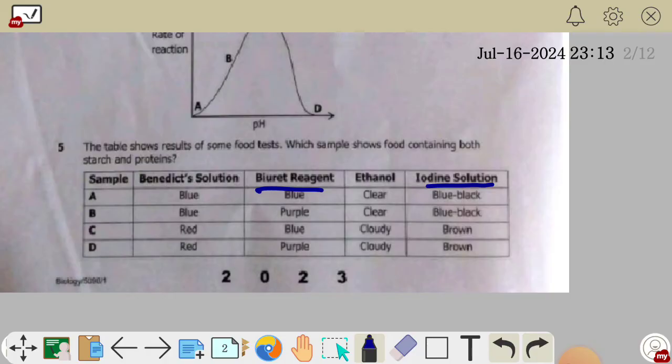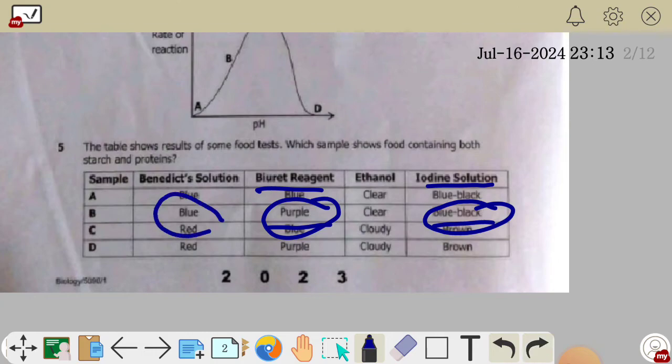Okay. So now to answer the question, which sample shows food containing both proteins and starch? So here the correct answer is this one, which is purple and blue-black. When the food sample turns purple, that is a positive result for proteins when using biuret reagent. And when the food sample after addition of iodine solution turns blue-black, then that is the positive result for starch. Okay, so the correct answer here is B.